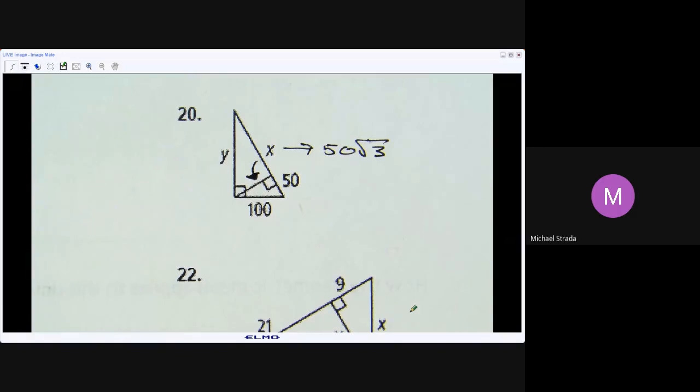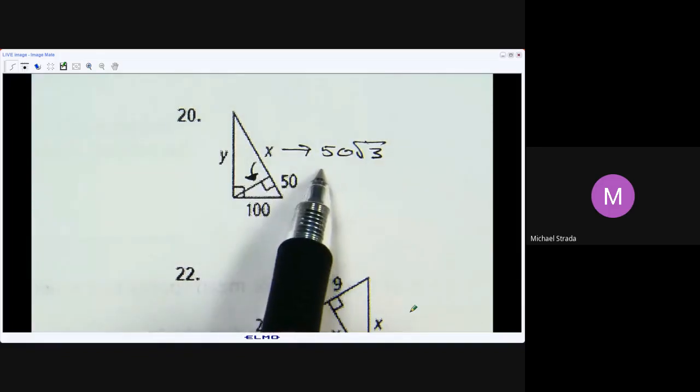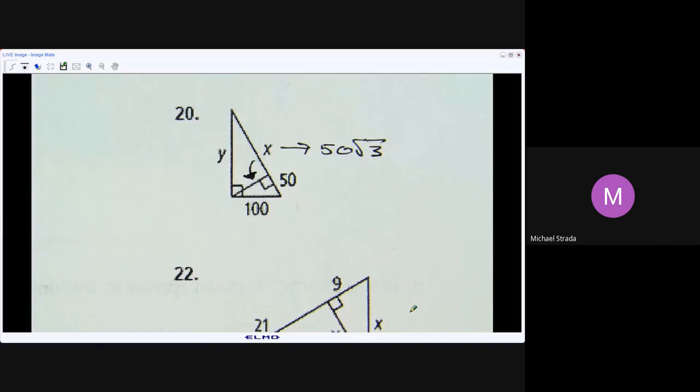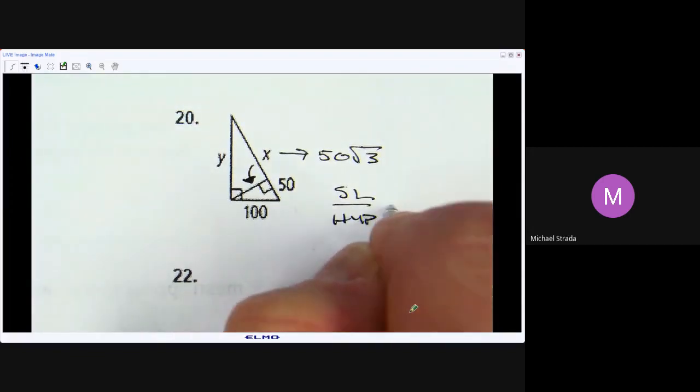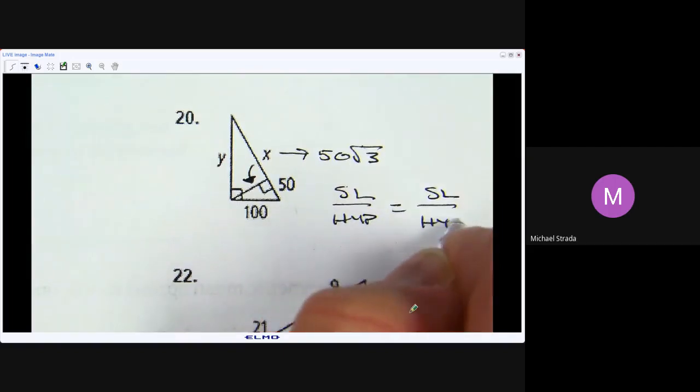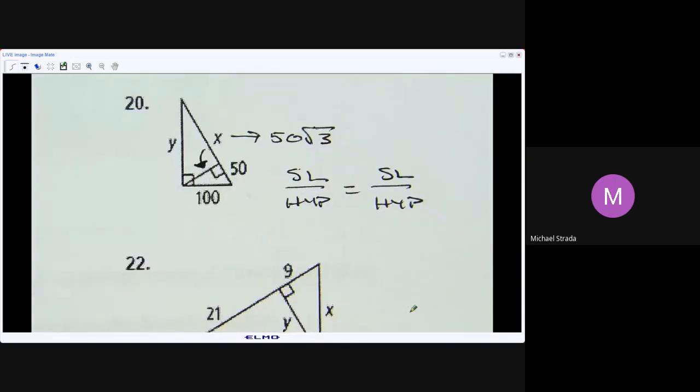All right, now I'm trying to get y, which is either the long leg of the big triangle or the hypotenuse of the smaller triangle. If you try to use the Pythagorean theorem, the problem is this is going to be a radical, and it never says to estimate. All right, that's going to be our problem. So if I do short leg over hypotenuse equals short leg over hypotenuse, I should be ready to go.